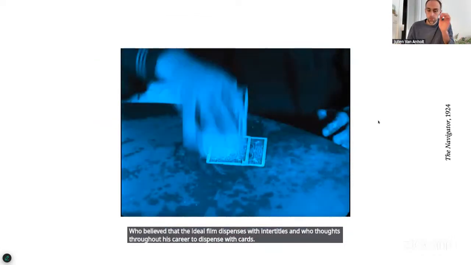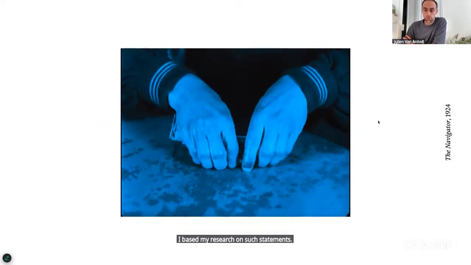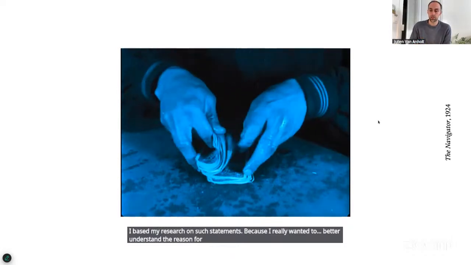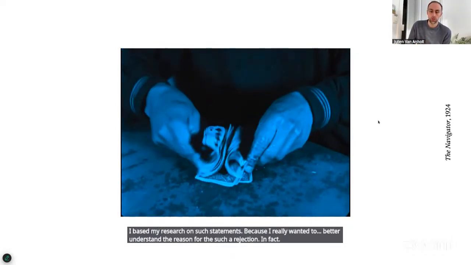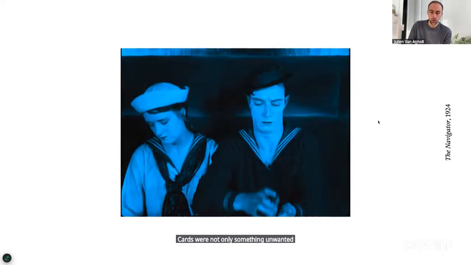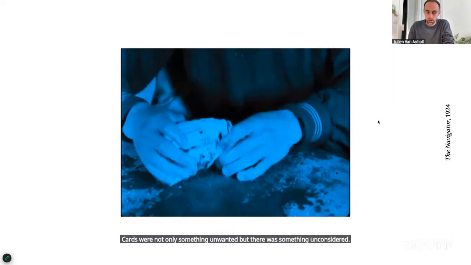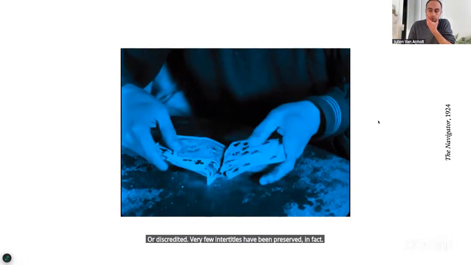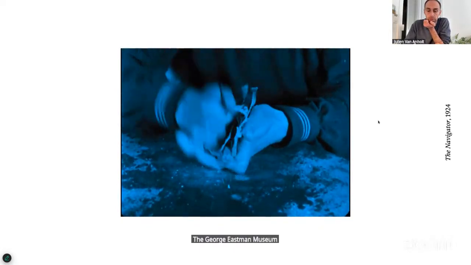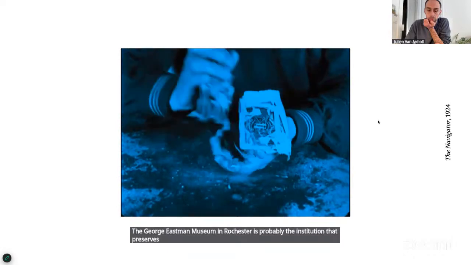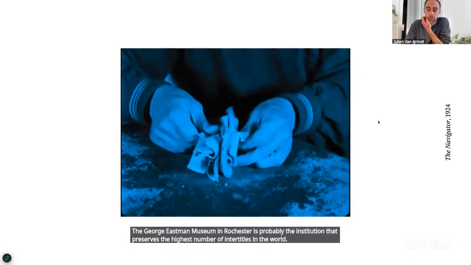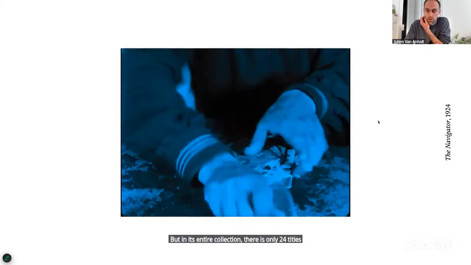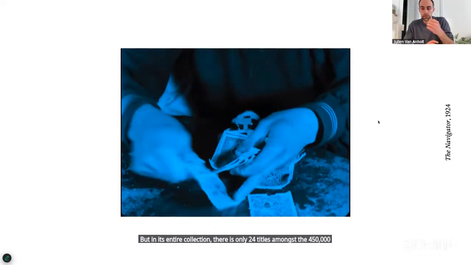I based my research on such statements because I really wanted to better understand the reason for such a rejection. In fact, cards were not only something unwanted, but they were something unconsidered or discredited. Very few intertitles have been preserved, in fact. The George Eastman Museum in Rochester is probably the institution that preserves the highest number of intertitles in the world, but in its entire collection, there are only 24 titles amongst the 450,000 objects related to photography.